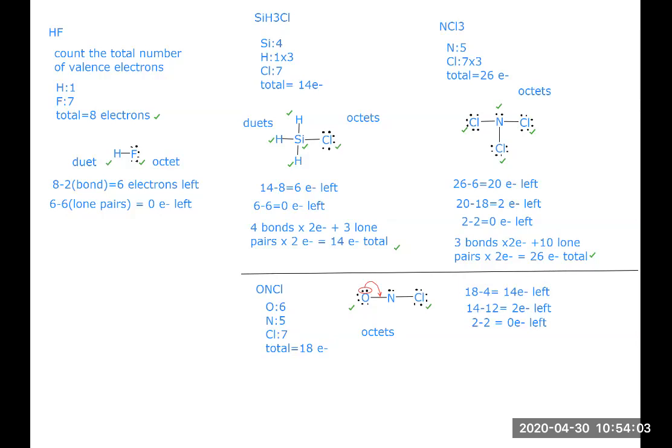Okay, so we will need to redraw our structure because we don't want to get confused. So let me redo it here. N, O, Cl. Let's do our single bonds again.